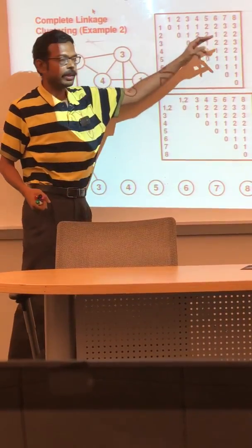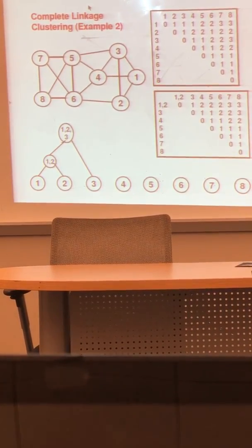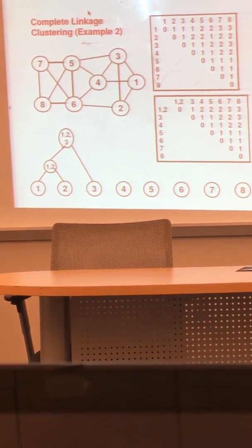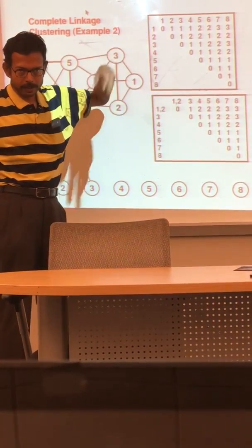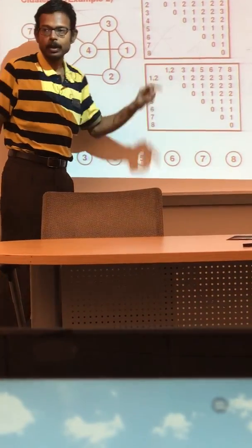In the distance matrix, you choose the entry with the smallest distance value. So the one here, and there are several such ones. And all the ones are between a vertex pair. So you can choose any vertex pair to combine. So just combine 1 and 2.